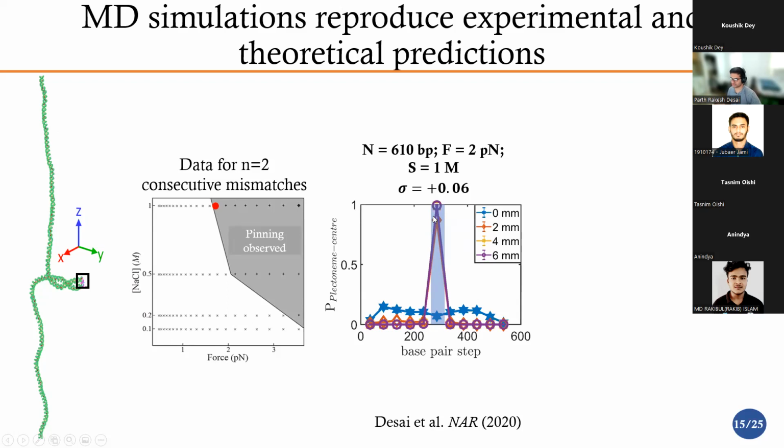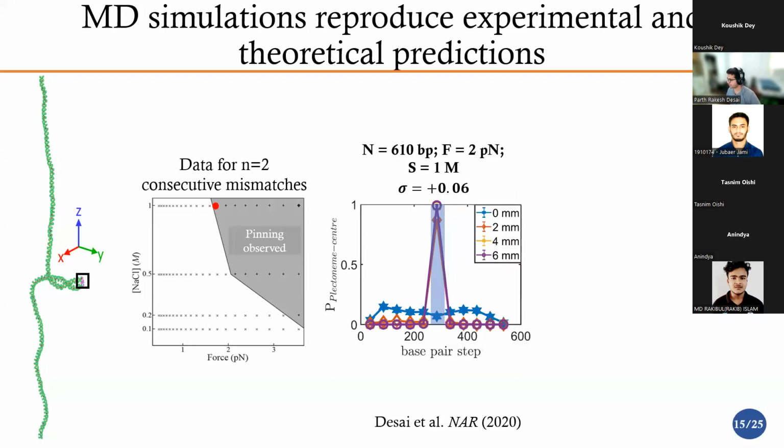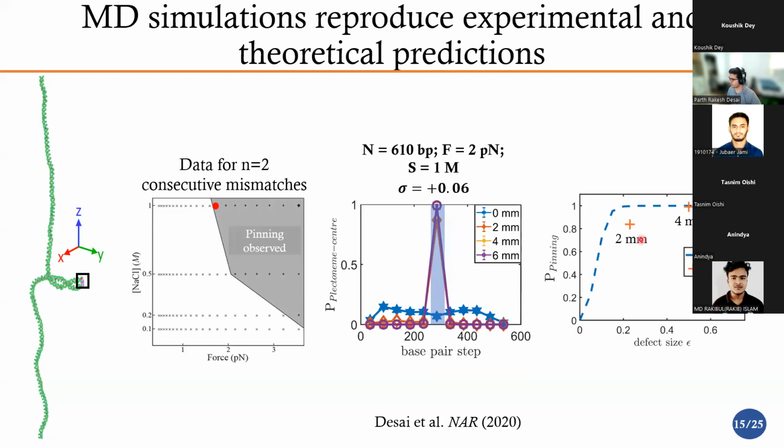So this again compares favorably to the experimental observation, that the plectoneme under these conditions would always stay pinned at the mismatch. Right. And then to compare to the theoretical model of our collaborators, we can see that again for high force, high salt, 2, 4, 6 mismatches, the probability of pinning at the mismatch compares pretty favorably with the theoretical model. Right, so for high force, high salt, we have good agreement between experiments, theoretical model, and our simulations.